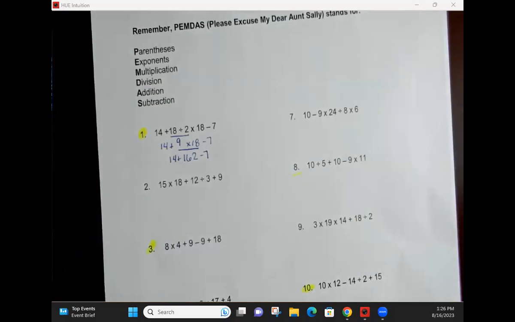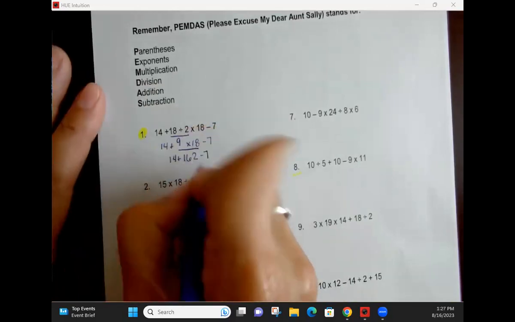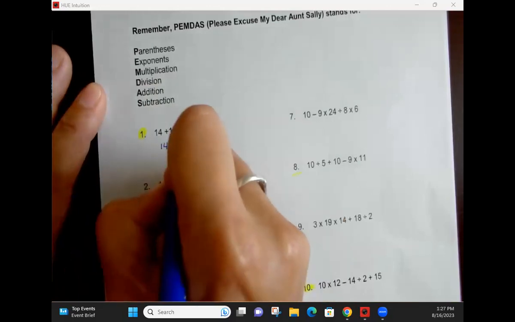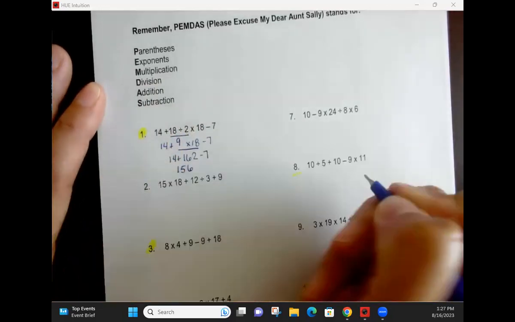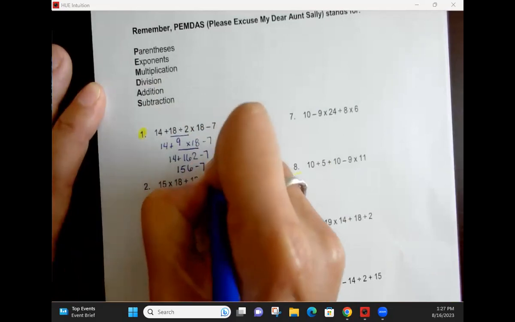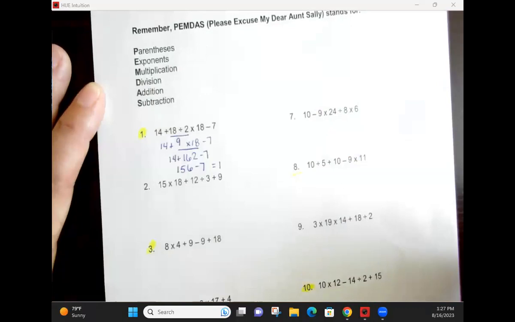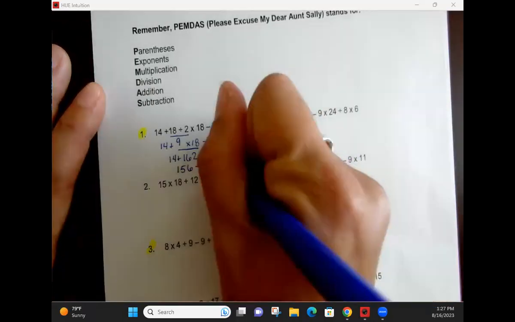What should I do next? Yeah, everything that's left, right? I have addition and subtraction. They're equally important, so I'm going to do them in order from left to right. That means I'll do the addition first, and then we'll take off 7 at the end. So 14 plus 162, that would be 156. And then subtract 7, and we get, would that be 149?